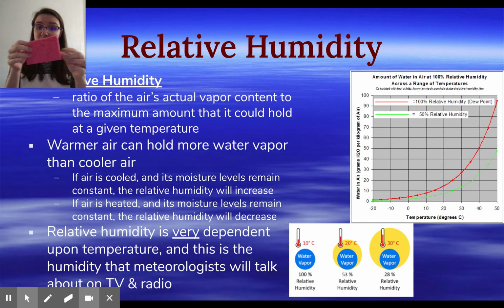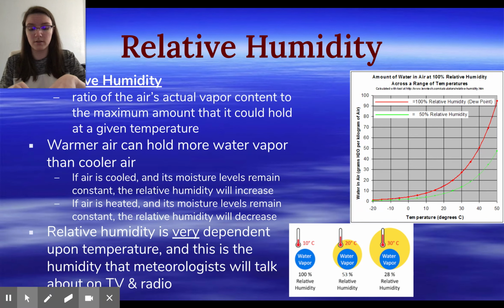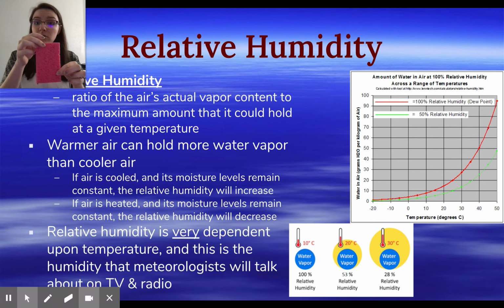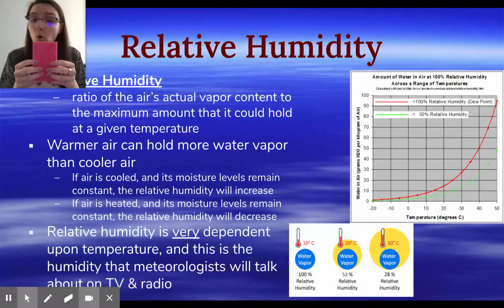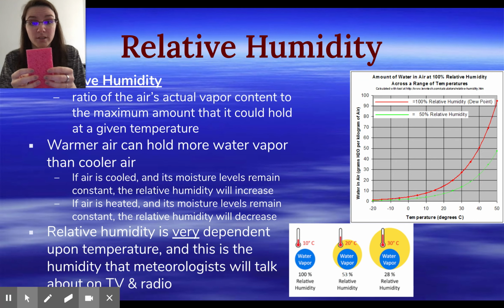But if I take this sponge that's out loose, free, there's a lot more space in it. This is more like the air on a hot day. There's space to be filled by water. So I take this sponge and I can get it soaking wet. I can fill all of those spaces with water. So warmer air can hold more water vapor than colder air can.